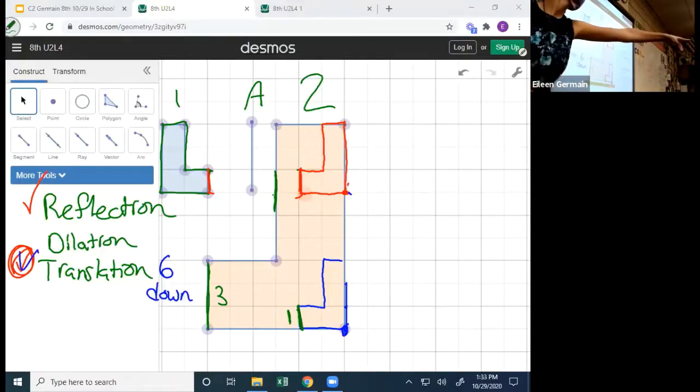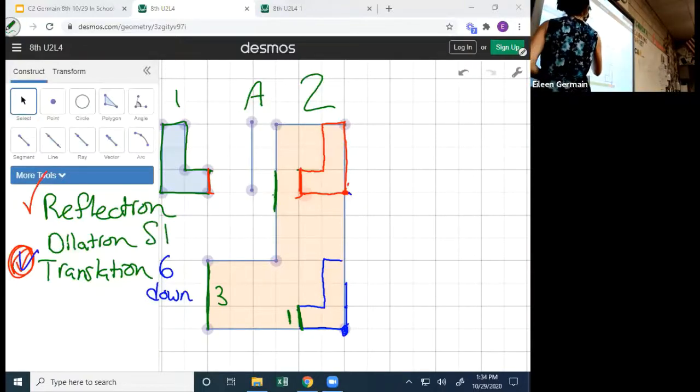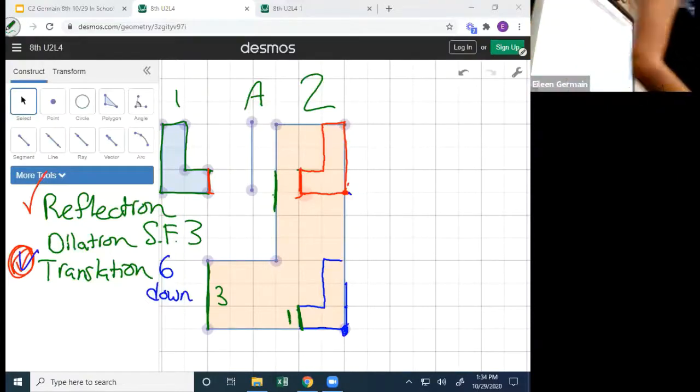Shelby, what do you think? What number do you need to multiply 1 by to get 3? Sam, what do you think? Are you modifying your answer? We have a scale factor of 3.